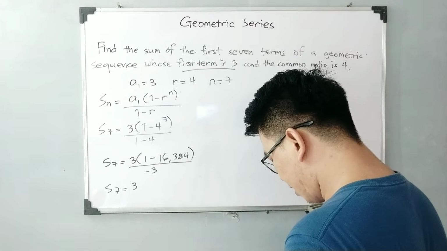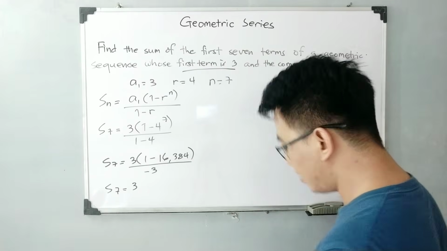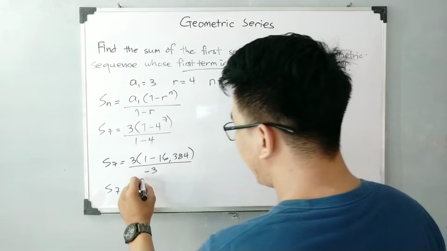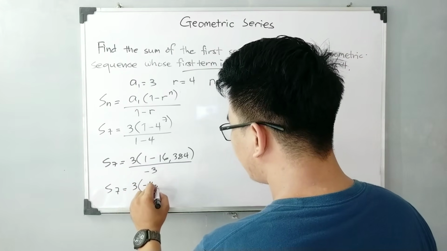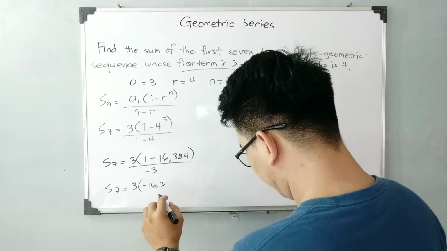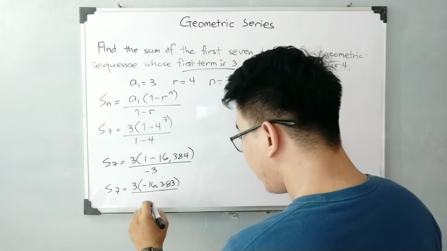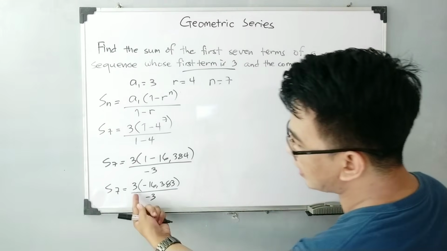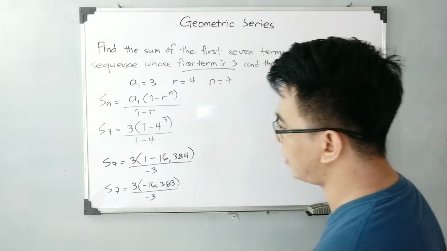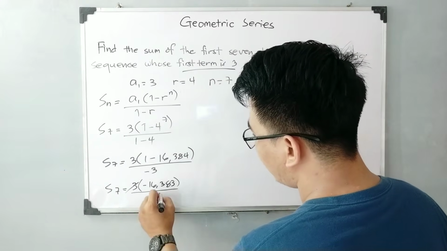Your a sub 1 is 3. So we have here 3, and then 1 minus 16,384. That is times negative 16,383 over negative 3. Actually, guys, we can cancel out this one. As you can see, di ba pares silang 3. So, gawin natin dito, cancel na natin to, matitira na lang ay negative 1.